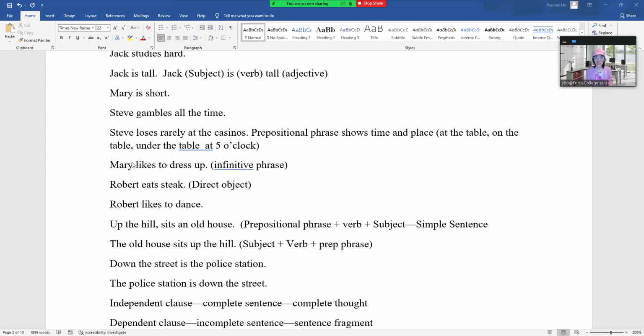Subject, verb, infinitive phrase. Mary likes to dress up. So Mary is the subject, likes is the verb, to dress up is the infinitive phrase. A phrase is a bunch of words with no subject and verb. So that's the difference between a phrase and a clause. Robert eats steak. Now this is the most common simple sentence because it's simply subject is Robert, eats is verb, and steak is the object. Robert likes to dance. Robert is the subject, likes is the verb, to dance is the infinitive.